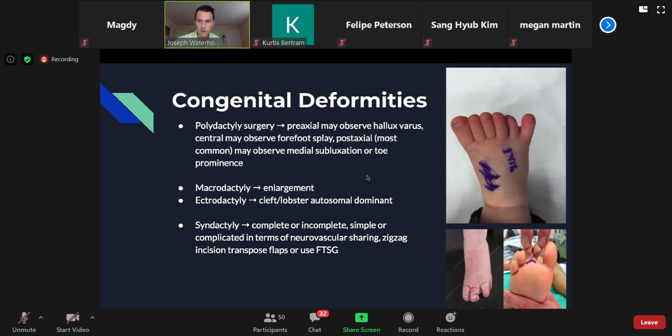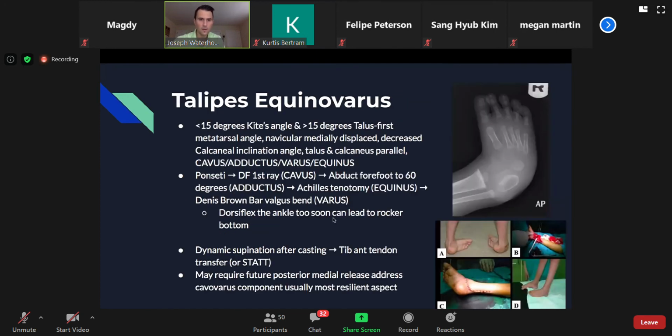Do you correct varus before equinus or equinus first? So I'm assuming we're talking about the varus component and the order of it. I put that here just because that's the assumption that you're getting out of the Dennis Brown bar. You're getting that during the correction, during the casting as well. I probably shouldn't have put that there. It's just in the middle of it.